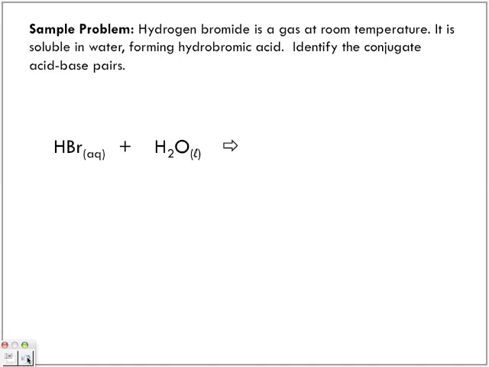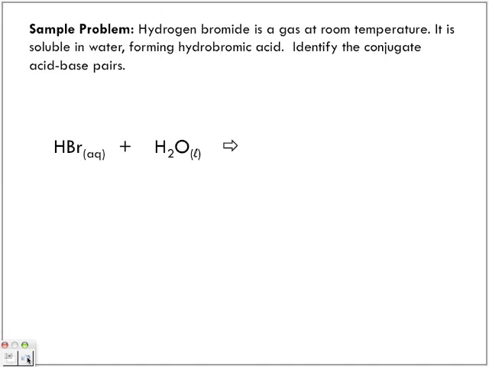So here we're starting off with the reactants. Figure out now what the products will be. And then label which ones are your acids, which ones are your base, which one becomes your conjugate acid, which one becomes your conjugate base. Which one of these is the acid? Or that's going to act as the acid?